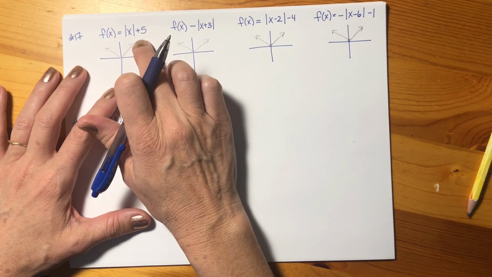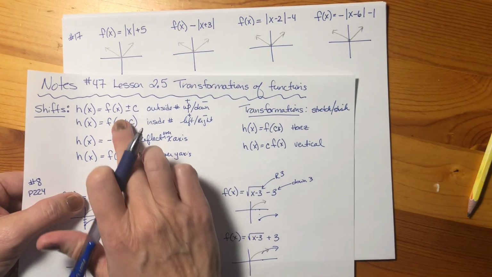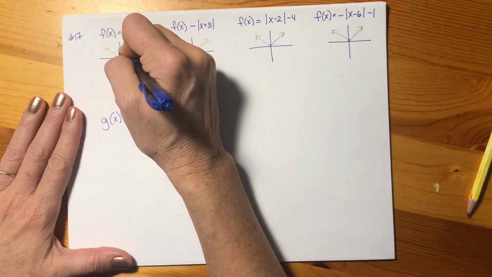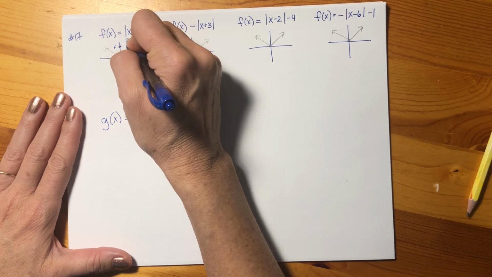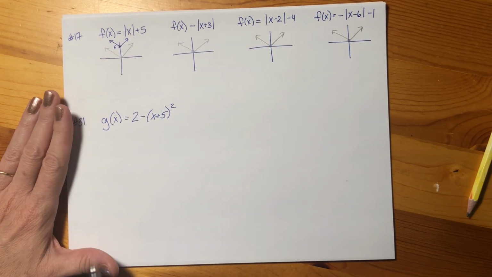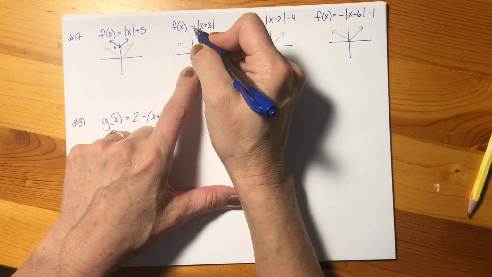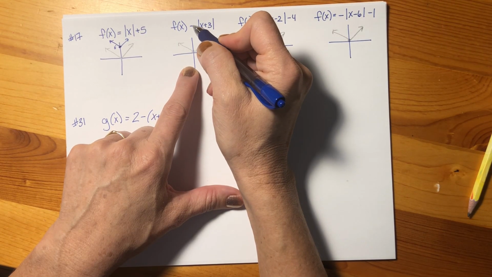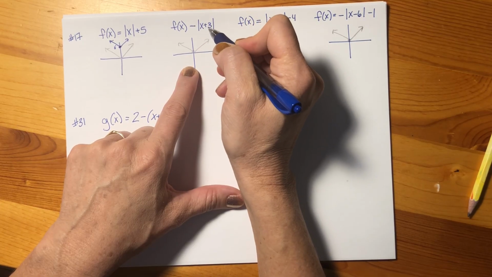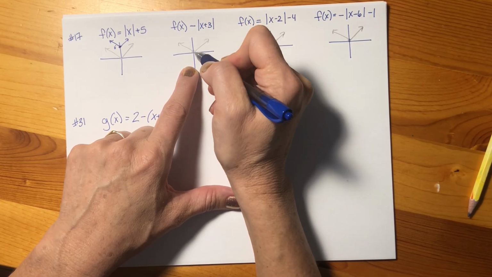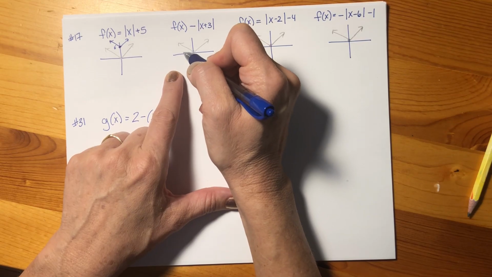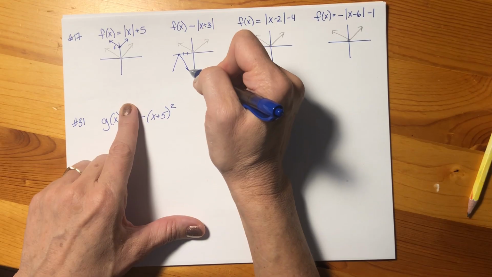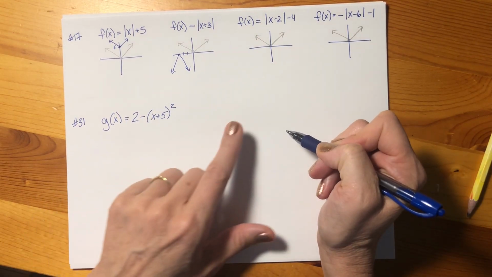So here I have an outside plus 5. I go back to my rules. Outside plus 5 is going to shift it up and down. So I'm going to take this origin point here and move it up to 5. And there is my new graph. In the second one, I have an outside minus, outside the absolute value, and an inside plus 3. So my plus 3 on the inside is going to move it to the left 3. And then the minus is going to reflect it down. So all my points that were positive are now going to become negative.